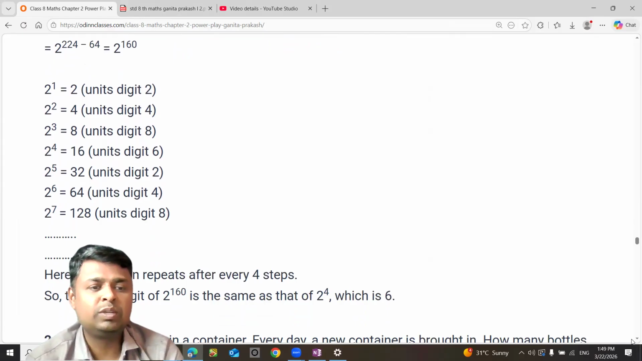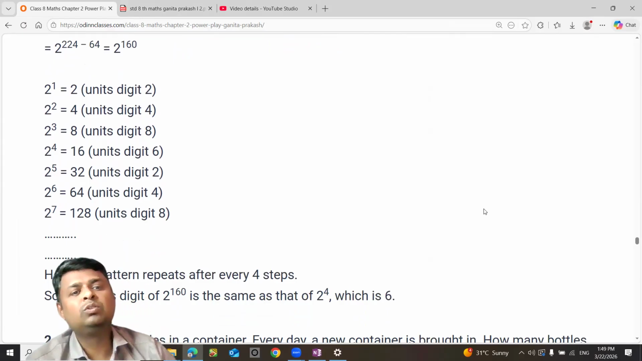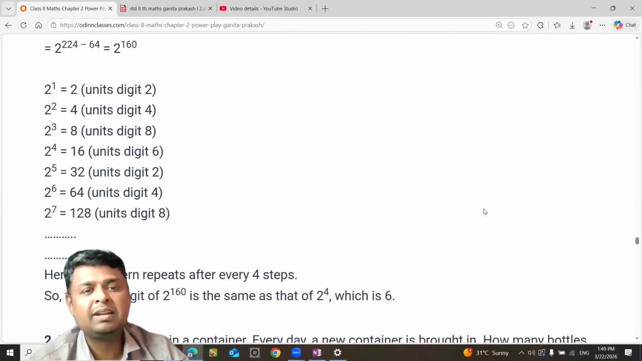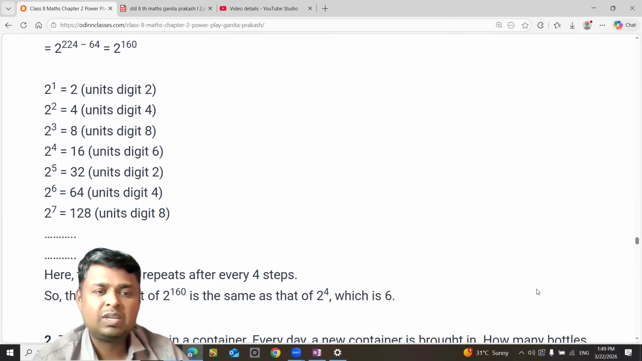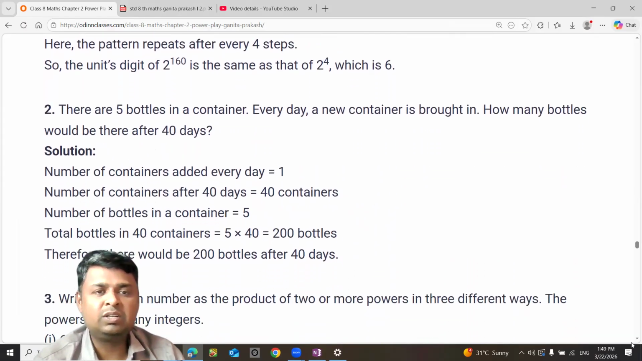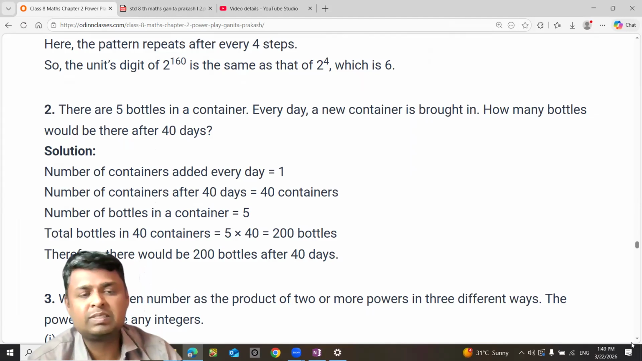Okay, so here is a pattern. You can see 2 raised to 1 is 2, 2 raised to 2 is 4, 2 raised to 3 is 8. So the units place changes: 2, 4, 8, 6, 2, 4, 8, 6, like that. So here the pattern repeats after every 4 steps. So the unit digit of 2 raised to 160 is the same as 2 raised to 4, which is 6.